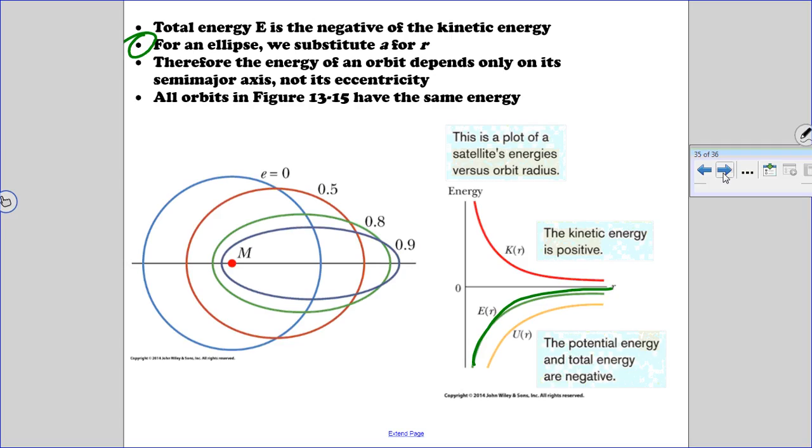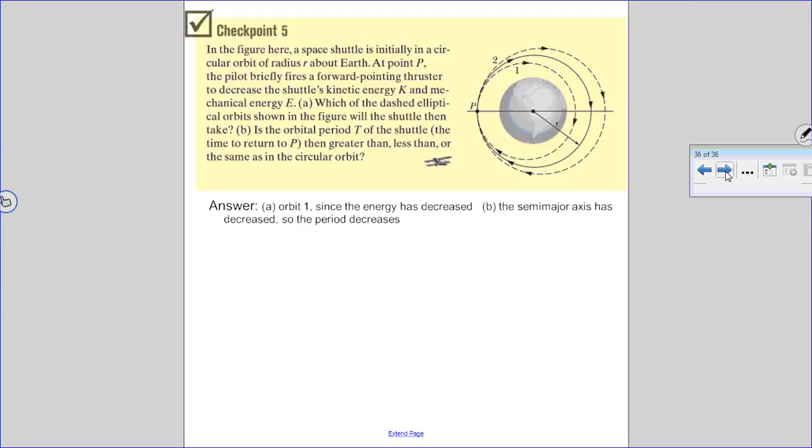We talked about this. We talked about that. So what we just talked about answers this checkpoint. Take a second to read it and make sure that you understand it. In the figure here, a space shuttle is initially in a circular orbit of radius r around the Earth. At point P, the pilot briefly fires a forward-pointing thruster to decrease the shuttle's kinetic energy. Does that make sense? What does it mean when it says forward-pointing? In the direction it's going, right? So it's going to slow it down.